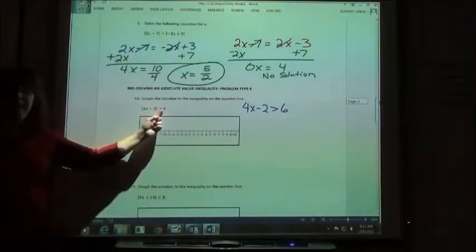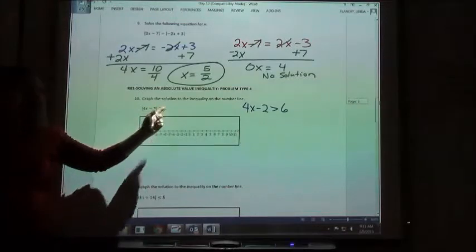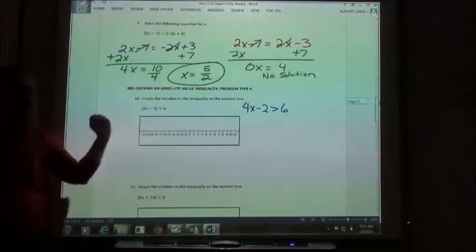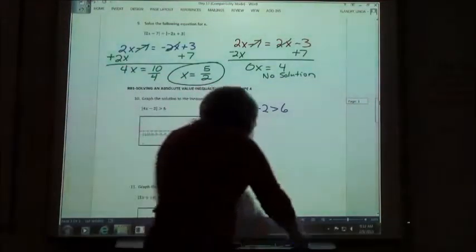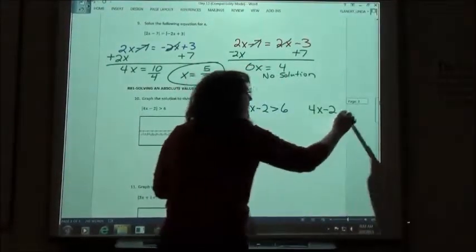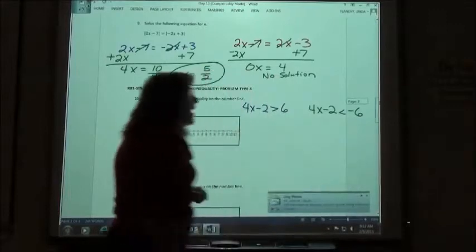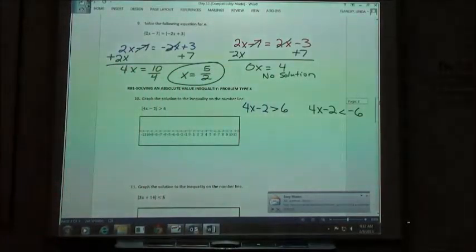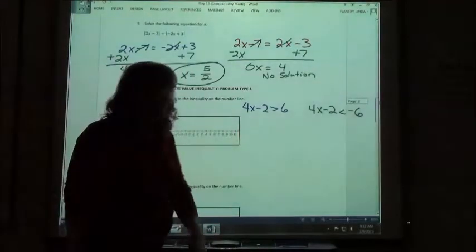For my second case, when I make this a negative, I also have to flip my inequality sign. So for the second problem, 4x minus 2 is going to be less than my negative 6. And then I'm just going to solve those two things like I solve everything else.